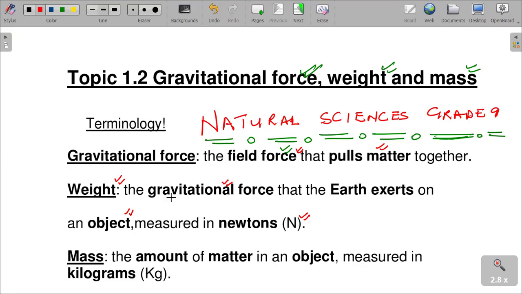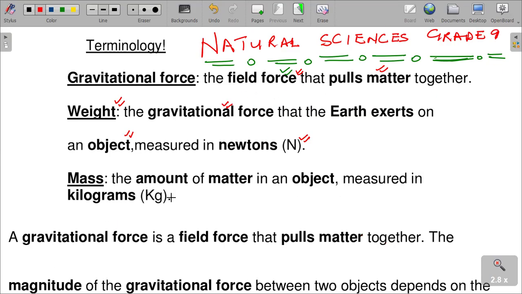Are we together there? And mass is the amount of matter in an object. Mass is the amount of matter in an object and is measured in kilograms. The SI units: in other textbooks or question papers, you'll see where they say give the SI units for the following.